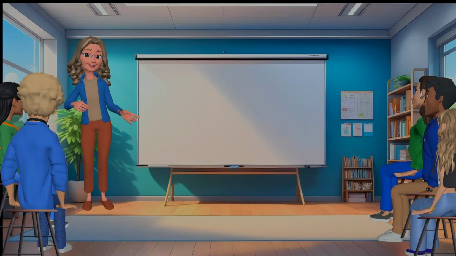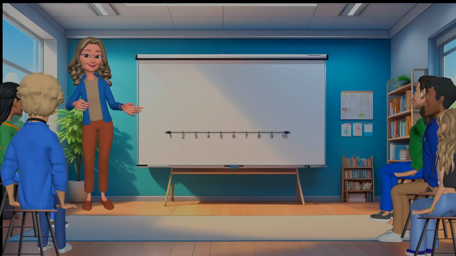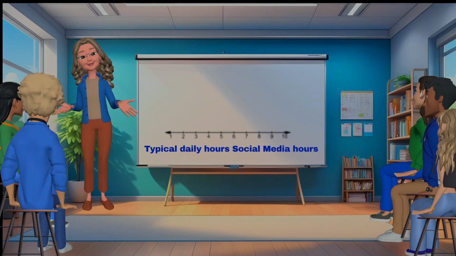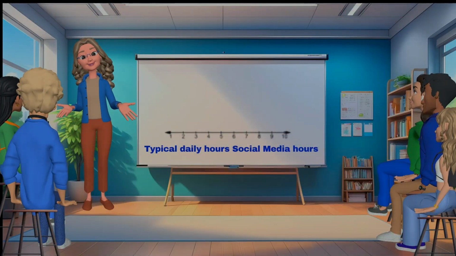Now let's learn how to represent data with different types of graphs, starting with dot plots. A dot plot is a simple way to display data where each value is shown as a dot above its position on a number line. Let's create one together. I've asked students to share their typical daily hours spent on social media. Okay, everyone, please come up and plot your typical number of hours you spend per day on social media.